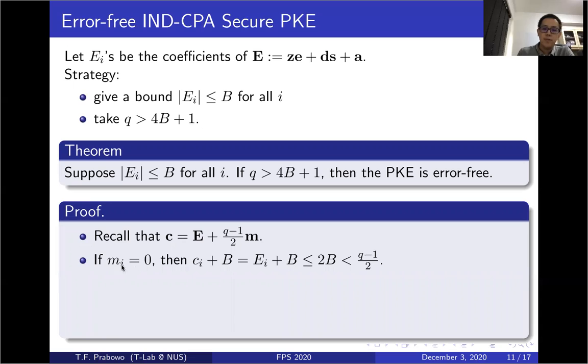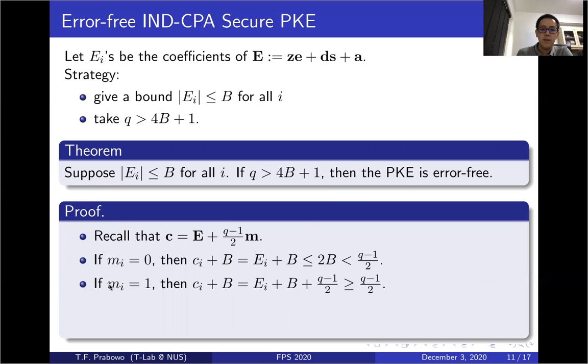Now if Mi is 0, then this part is 0. So Ci plus B is Ei plus B. Ei is at most B, so this thing is at most 2B, and 2B is less than (Q minus 1) over 2, because we take Q bigger than 4B plus 1.